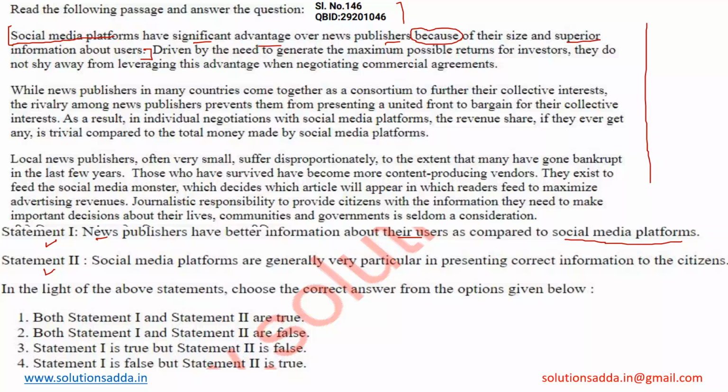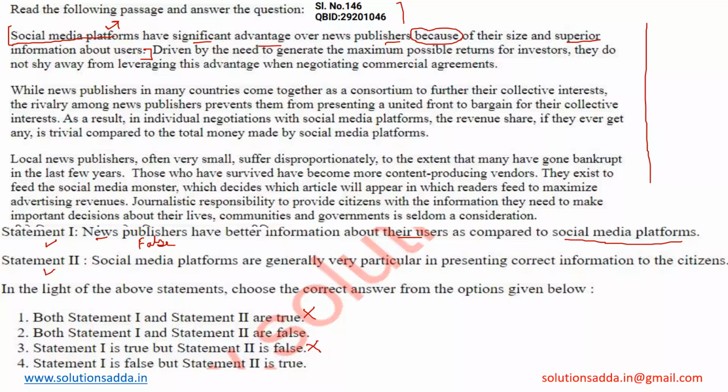As you can see, statement 1 says the opposite, that news publishers have better information about their users as compared to social media platforms. But in reality, on the basis of this paragraph, it is the opposite of this statement. News publishers do not have better information about their users, but social media platforms do. So according to this information, statement 1 is going to be false, and those options which contain statement 1 as true, we can directly eliminate. So option number 1 can be eliminated, and option number 3 can be eliminated.